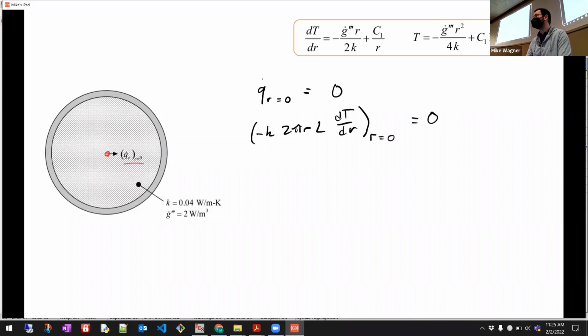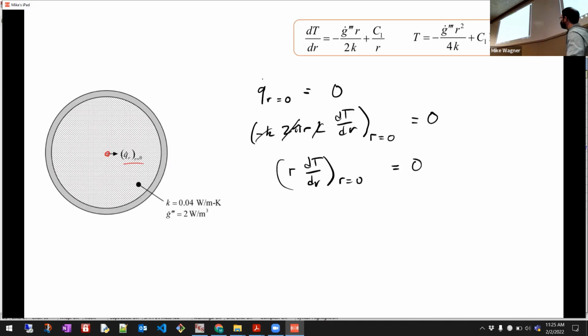Okay, we can divide out by 2 pi. We can divide out our minus k. We can divide out L. And then we're just saying r times dT/dr, evaluated at r equals 0, is equal to 0. Those are equivalent statements. So what do we do now?